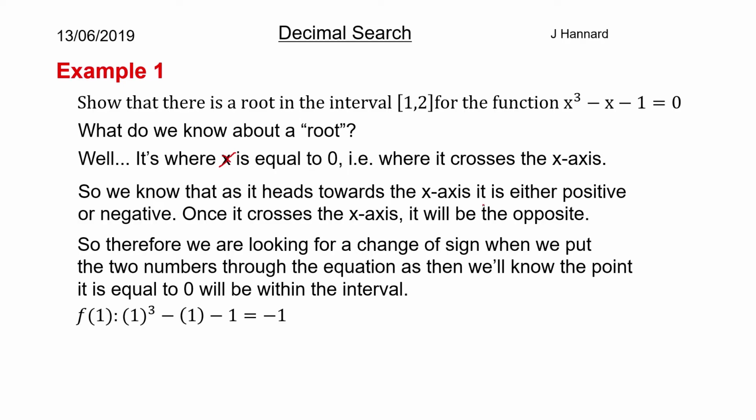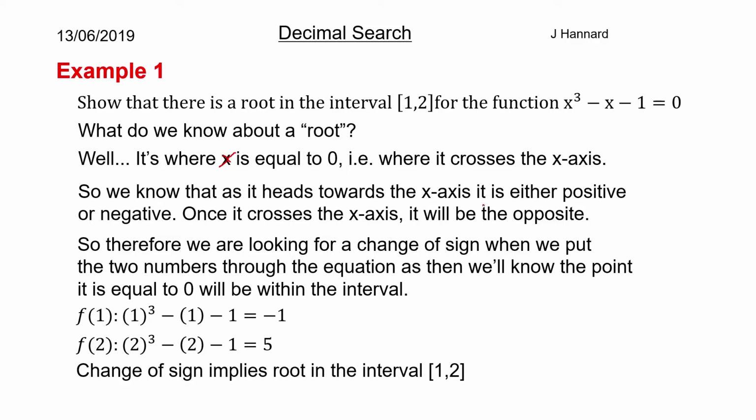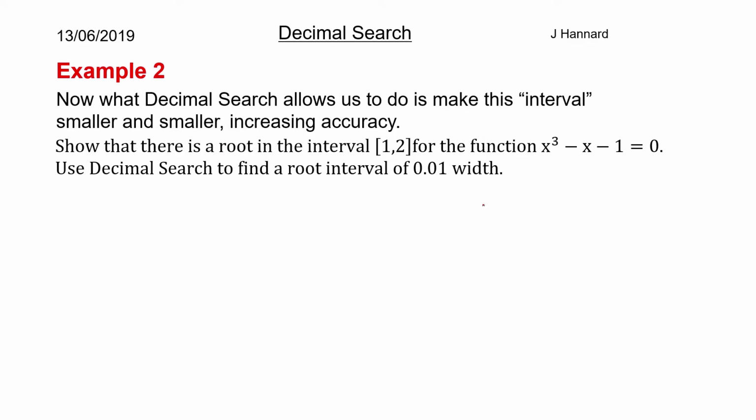So we did all this last time out. So we put 1 through and we got -1, we put 2 through and we got 5. So we know that somewhere in between there it has hit the 0 point. We have a change of sign, which implies that there is a root between the interval 1 and 2. We did exactly the same thing last time out. So what the decimal search allows us to do is make this interval smaller and smaller, increasing the accuracy. So the sub-question to this would be to use the decimal search to find a root interval of 0.01 width.